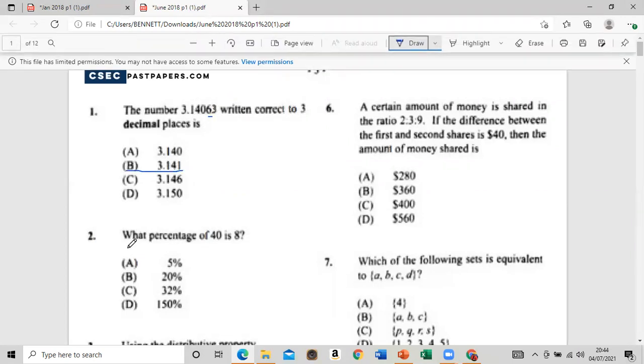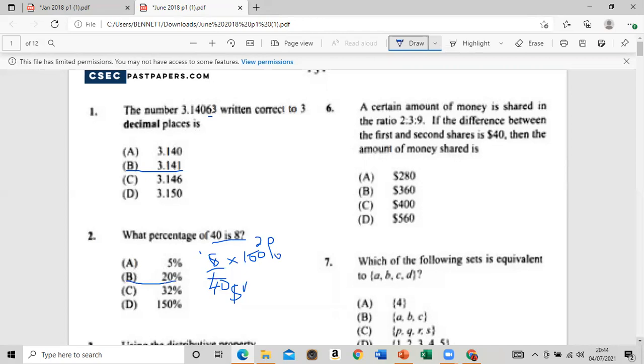Done this already. What percent of 40 is 8? So it's 8 upon 40 times 100. Since it's 100%, you know, of 100. So 5 into itself 1, 5 into this 20. So that's 20%. So that's D.